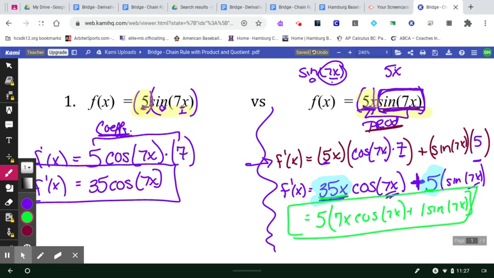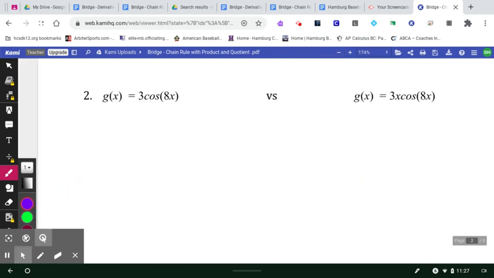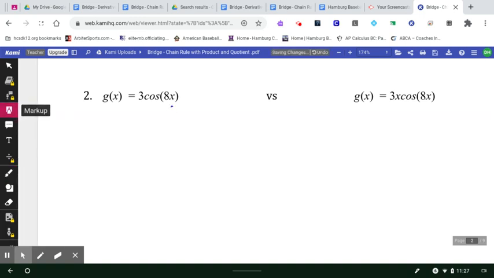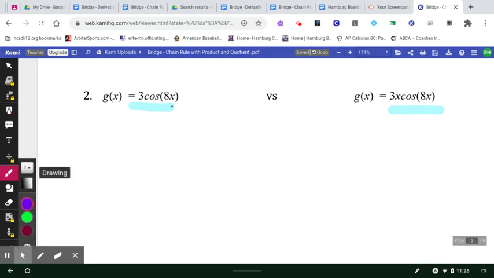Number 2. So again, very similar. I have g of x equals 3 cosine of 8x versus g of x equals 3x times the cosine of 8x. So are you catching that difference? And again, I'm going to put brackets around the functions.